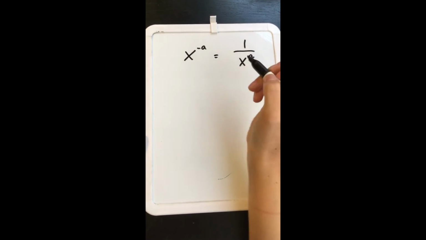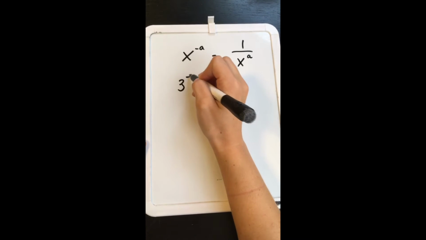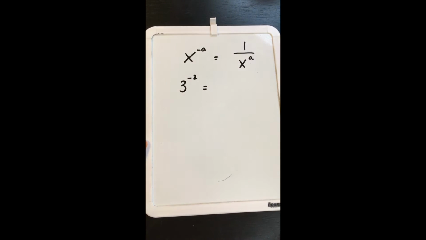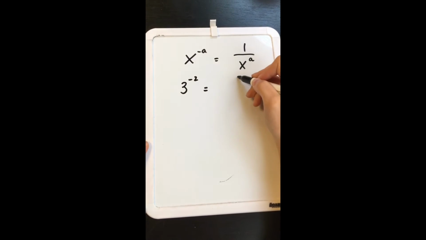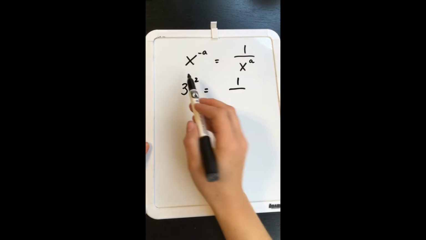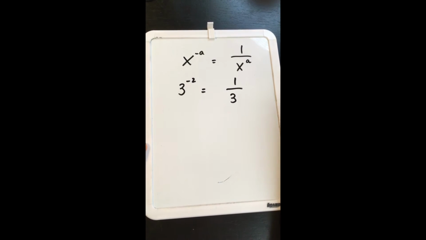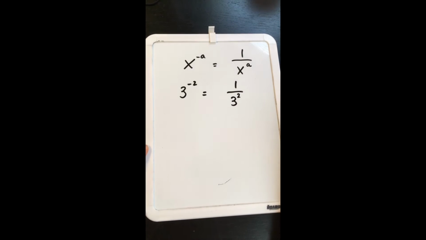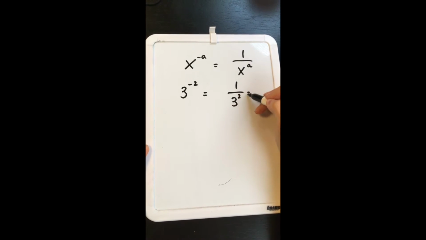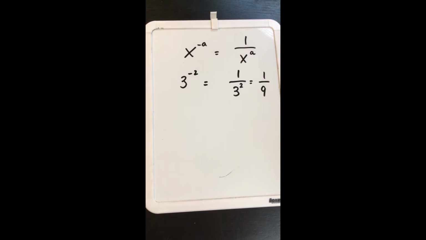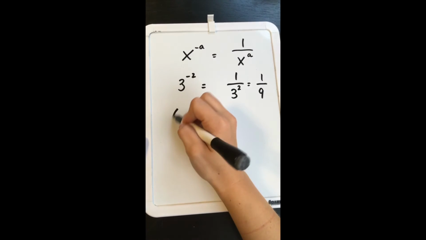Here's a trivial example. 3 to the negative 2 equals, follow the format, 1 over, keep the base the same, 3, make the exponent positive, squared. What's 1 over 3 squared? 1 over 9.